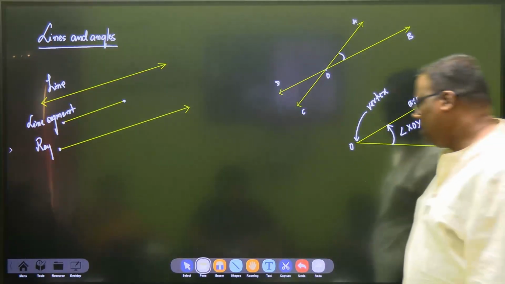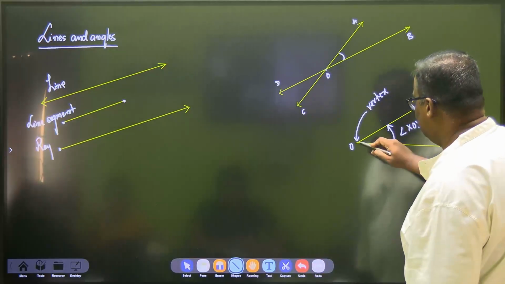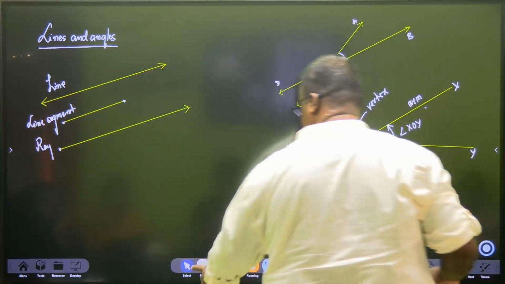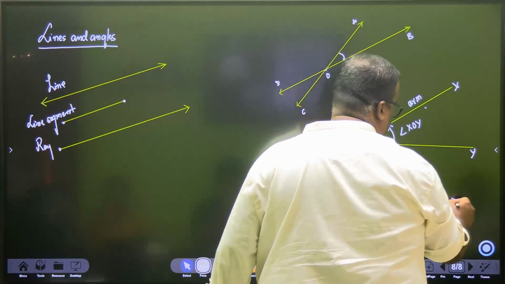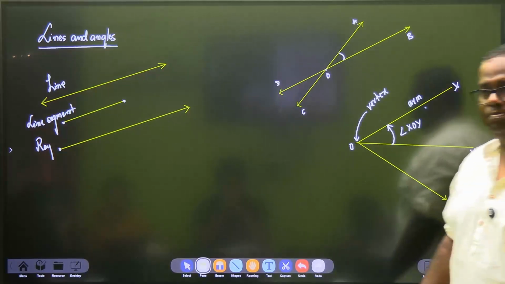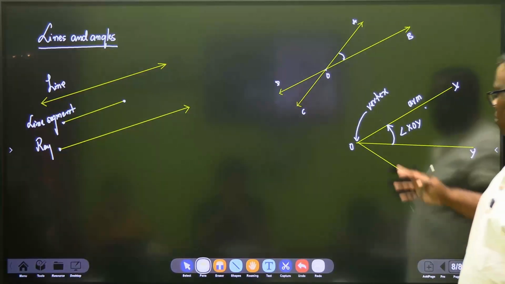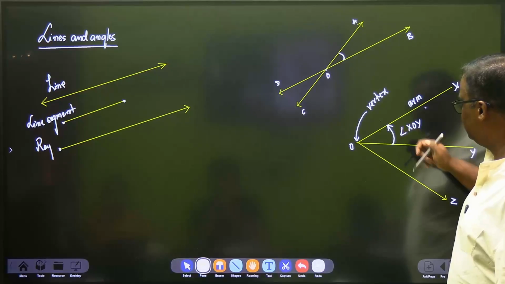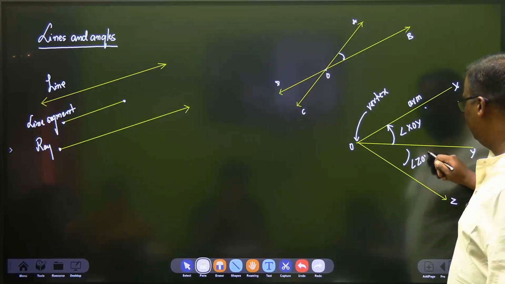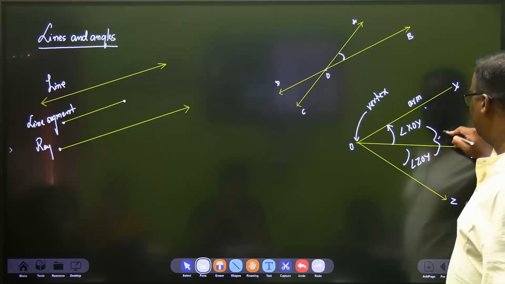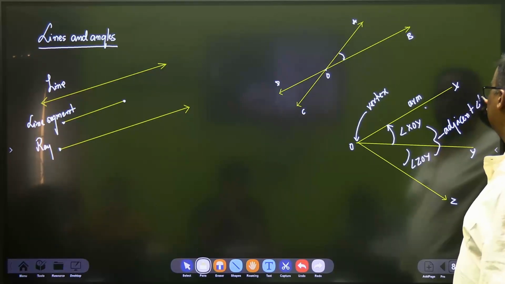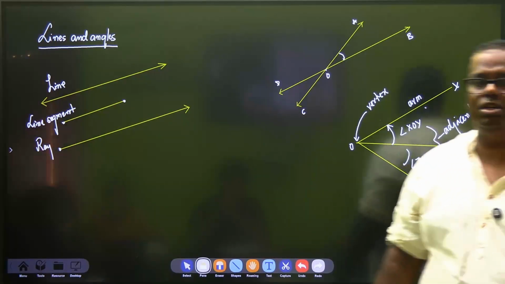Clear? Say suppose the formation is such that I have another arm out here, and I call this XY, say this is Z. Then in this case, OY is my common arm, right? And angle XOY and angle ZOY or YOZ, these will be known as adjacent angles. Adjacent angles will always share a common vertex.